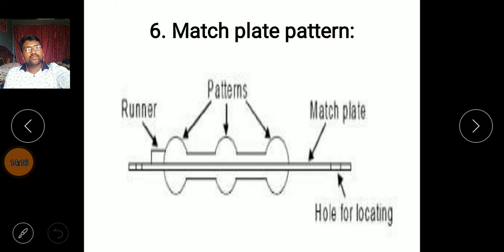Observe the diagram: it consists of one board. On the above and bottom sides, we have to place the patterns, that is, the drag and cope patterns. All these elements are made into a single part. We are also using a runner and riser at the time of preparation of the pattern.